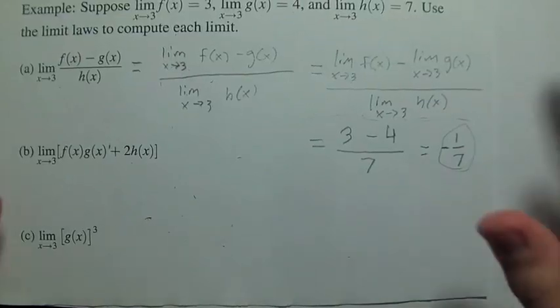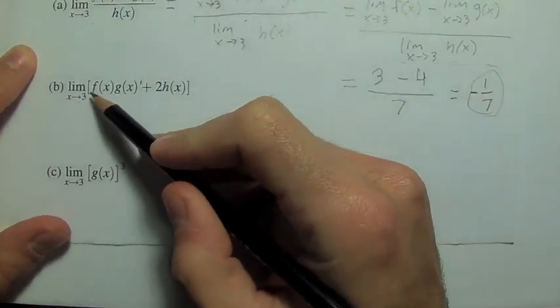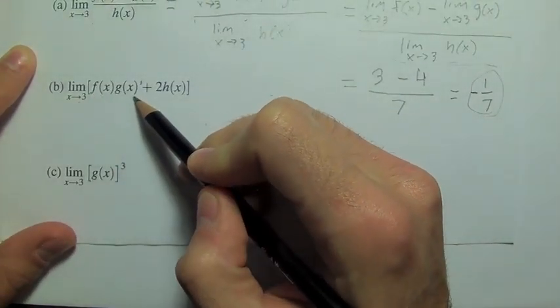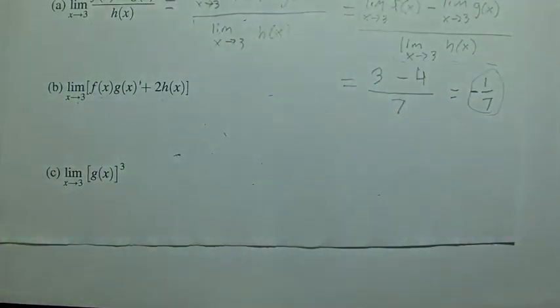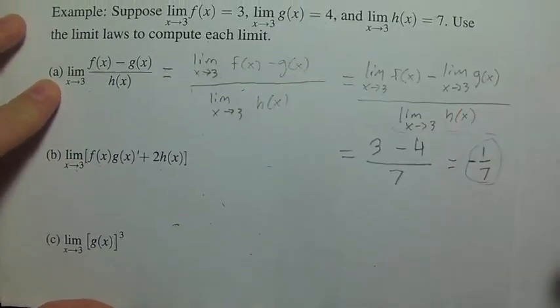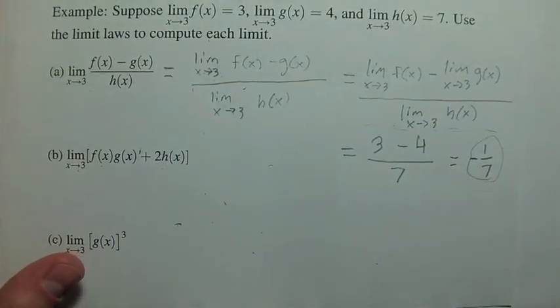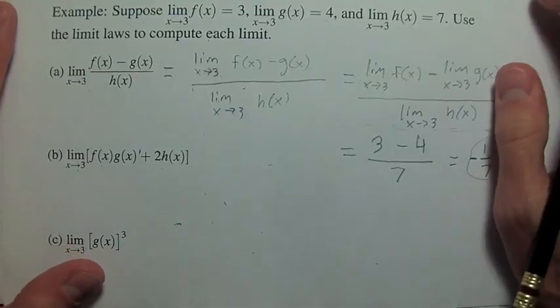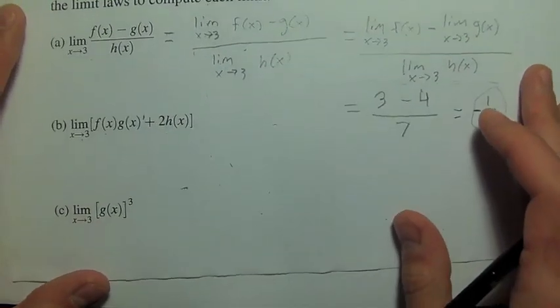Okay. All right, so for this next one, I have the limit as x goes to 3 of f of x times g of x plus 2 times h of x. Now, what I meant last time is, right, we didn't really have to write all these steps. It helps us learn the rules, right? But we could have jumped right here to just 3 minus 4 over 7, right?